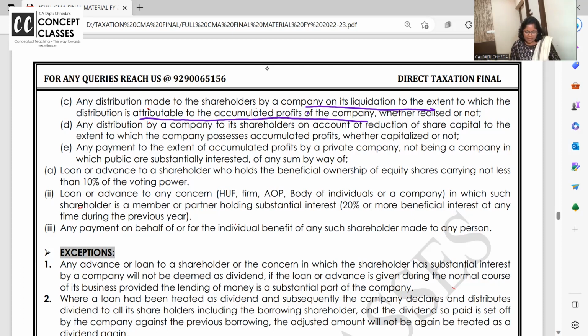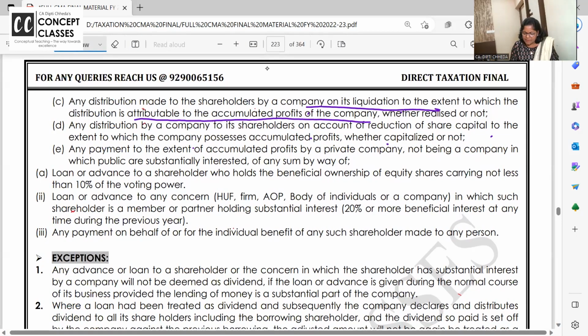Any distribution by company to its shareholders on account of reduction of share capital to the extent to which company possesses accumulated profits, whether capitalized or not. हाँ? तो आप क्या कर रहे हैं? You are giving to shareholders on account of reduction of the share capital. Underline and write the term called.